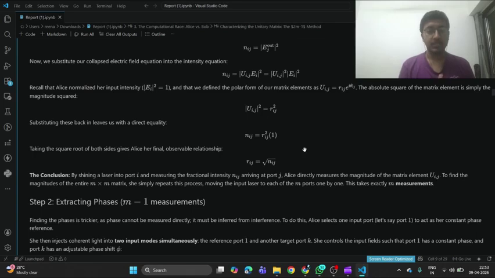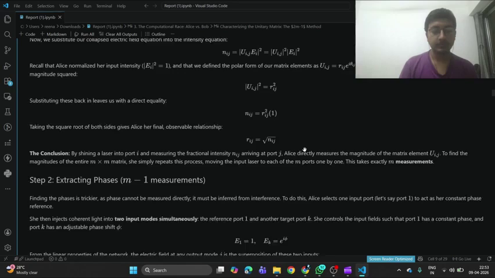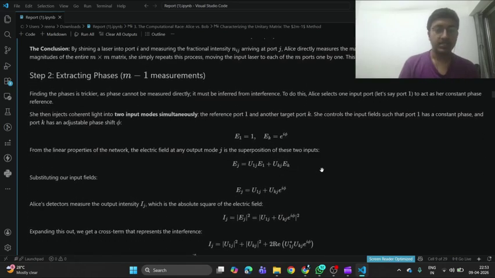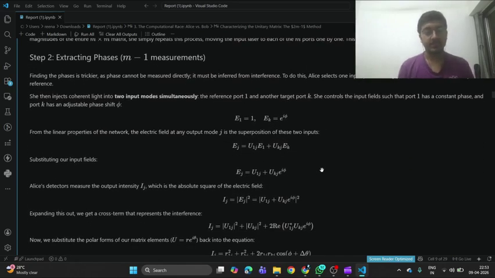Thus, by taking the square root of the intensity, we get the amplitude Rij. Thus, by letting a single mode coherent state into the input mode i and measuring all the output modes, Alice can get the magnitude of all the elements in the ith row of the unitary matrix that she wants to characterize. Now let's see how Alice will extract the phases.